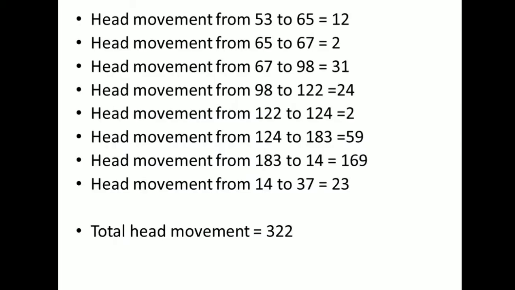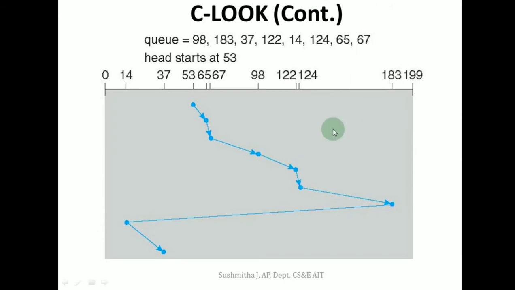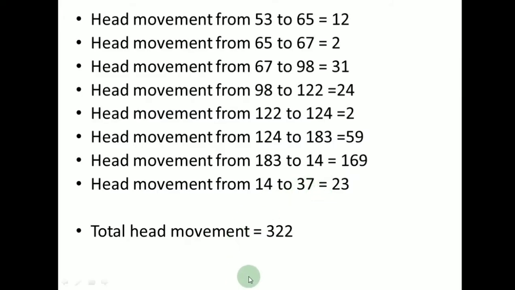Again, let us look into the total number of head movements. In this case it is 332. So I have discussed all the algorithms that are a part of your disk scheduling, and these algorithms can be asked as a part of your problem solving. Whenever asked, you're supposed to give this graphical representation and calculate the total head movement.